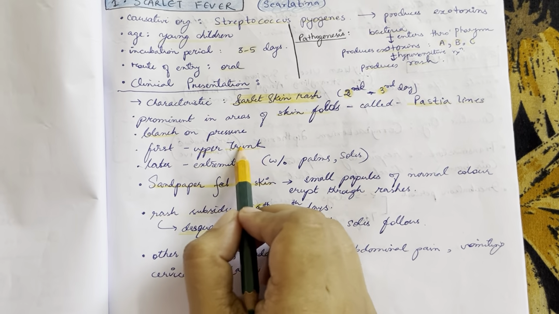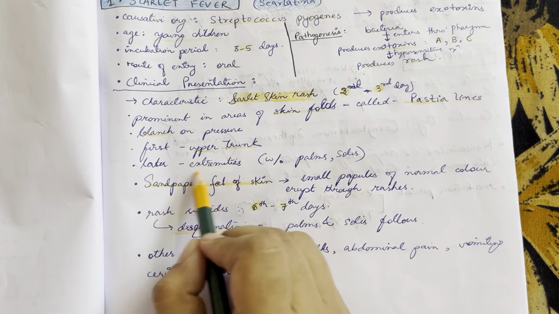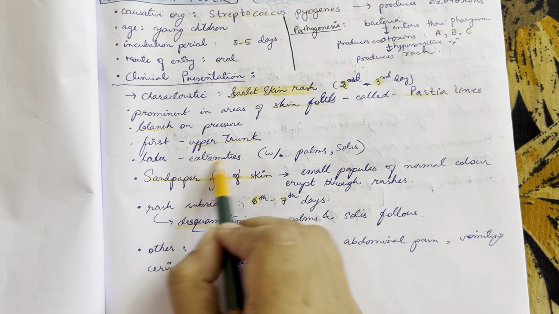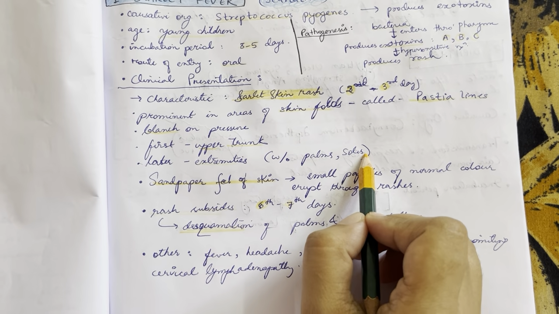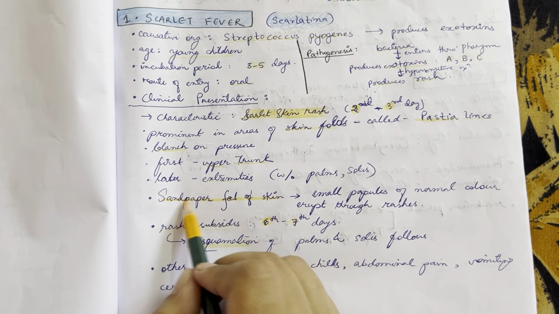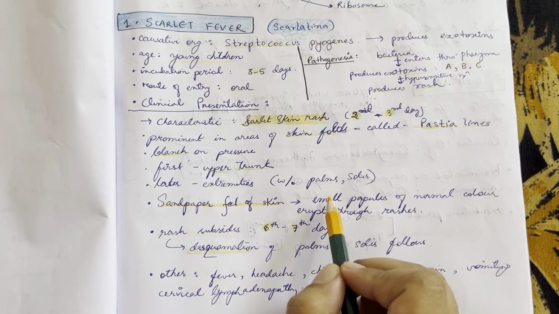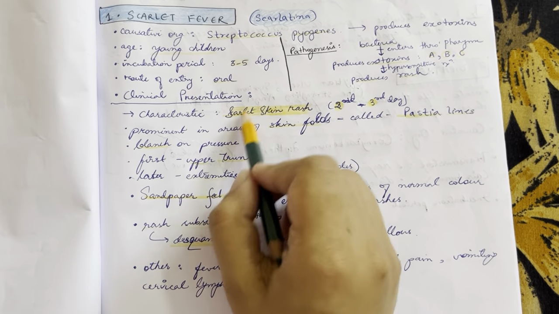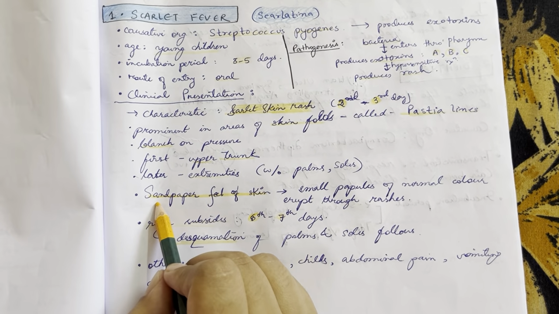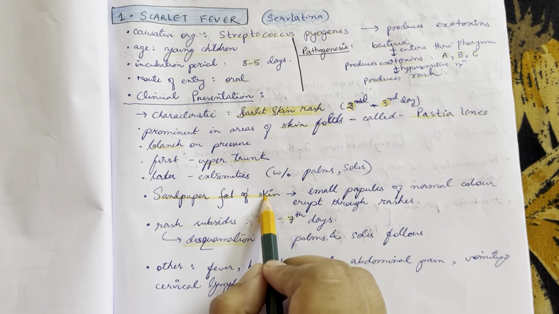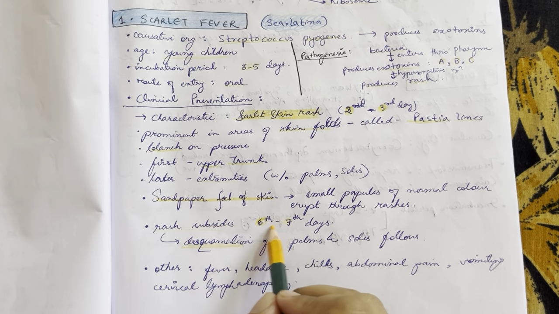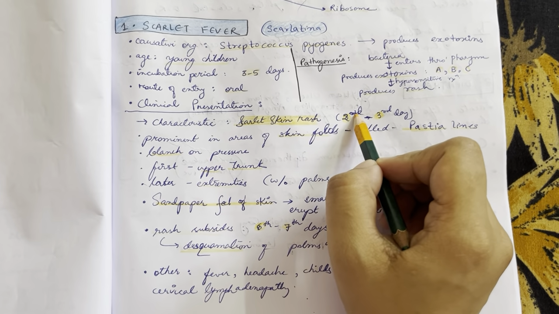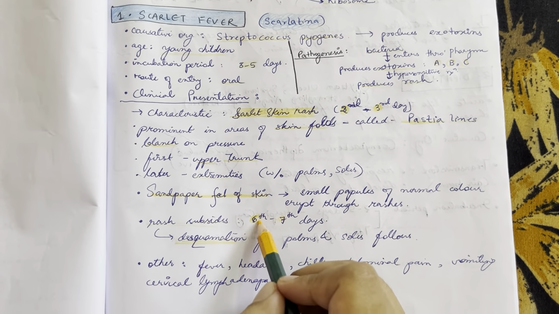First it appears around the upper trunk and then it later goes to the extremities, but it does not involve the palms and soles. There is something called a sandpaper feel of skin. What happens? Small papules of normal color erupt through these rashes that we saw, so it is called a sandpaper feel of skin.